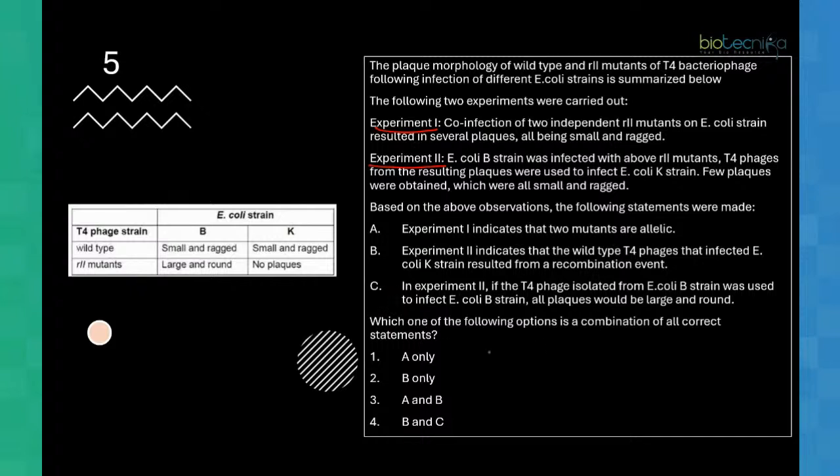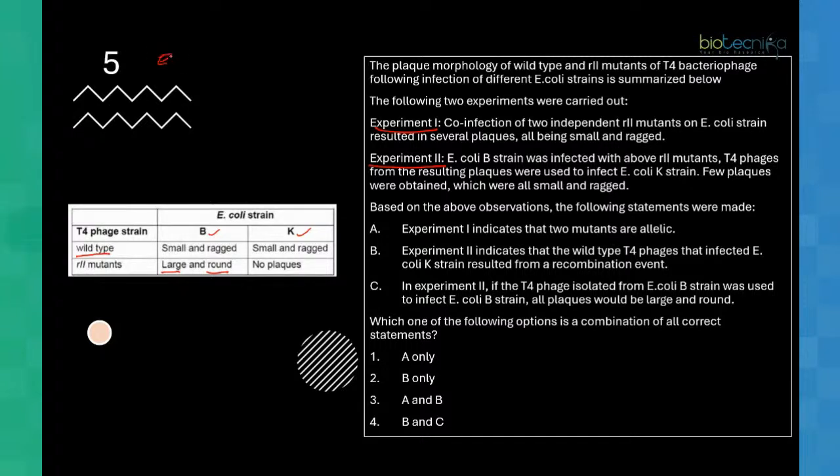A, B, and C. Which of the following options is the combination of all correct statements? Now, what is given here is that for this T4 phage, the wild type is a small and ragged colony, in B strain also, in K strain also. R2 mutants cannot grow in K strain. They can grow in B strain, but the type of plaque that they form is large and round. Now, what was experiment one?